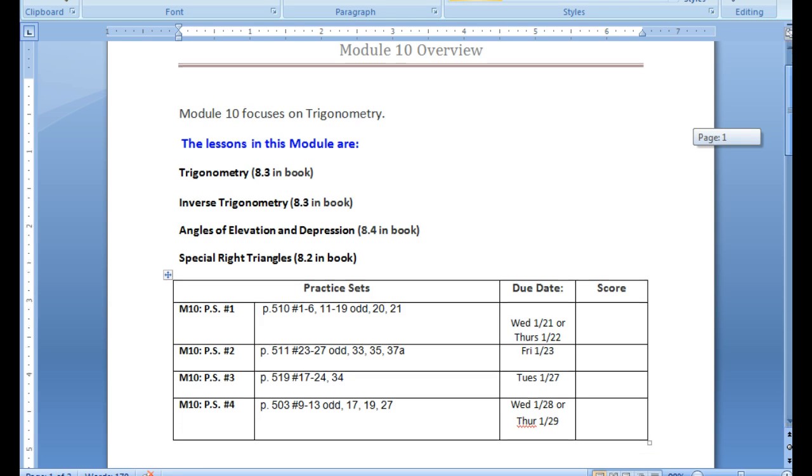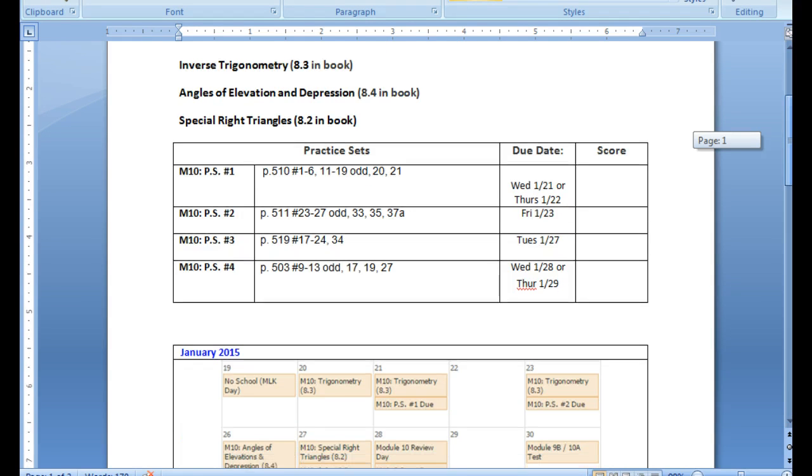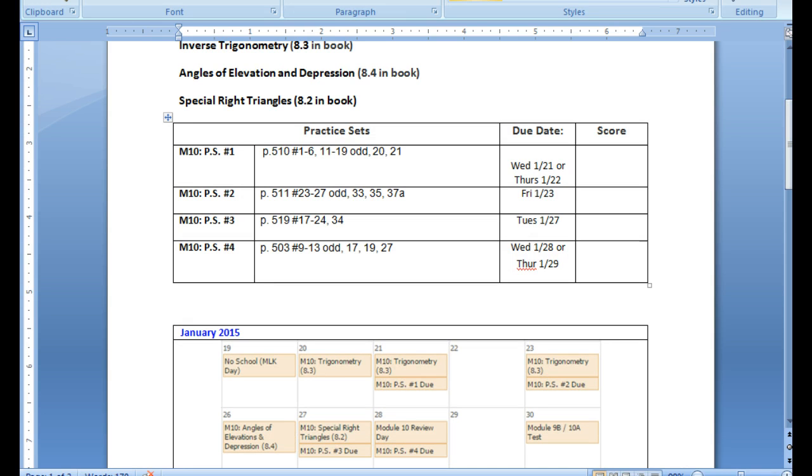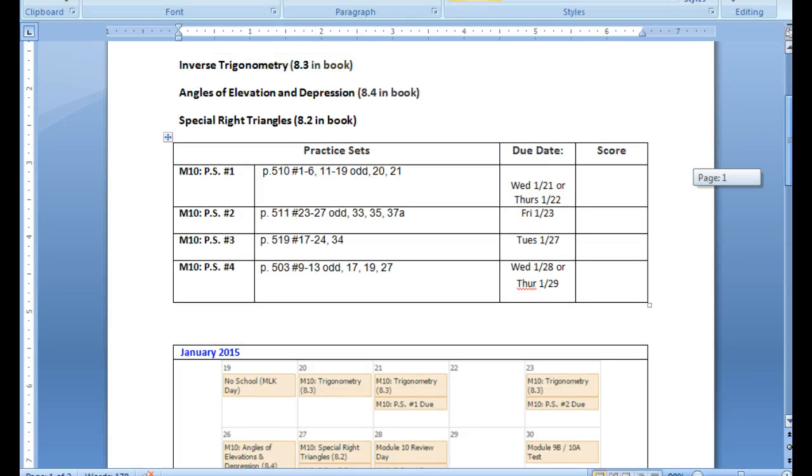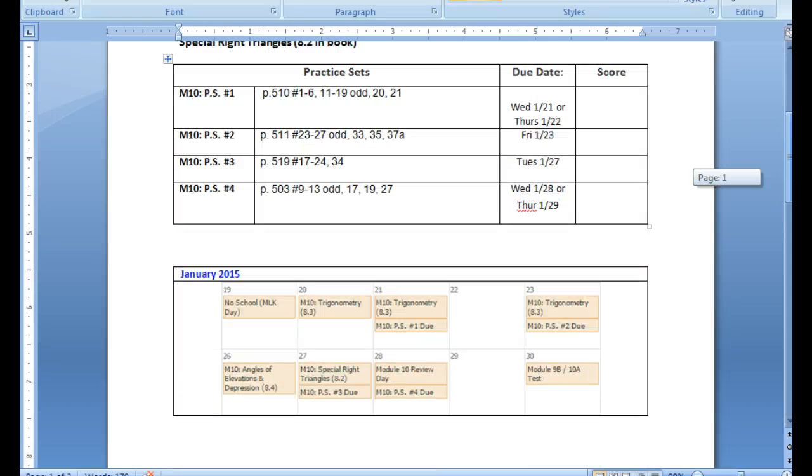You can see Module 10 focuses on trigonometry, and it lists out the lessons that we will be going over in this unit. The next thing on the overview sheet is the practice sets. You will also find those in the grade book. It'll say like Module 10, PS means practice set number 1. Generally, over a 2-week period, you would have 4 practice sets. If the unit is 3 weeks, you might have 5 or 6 practice sets. You can see when they're due, and the student can record their score when they get their assignment back.